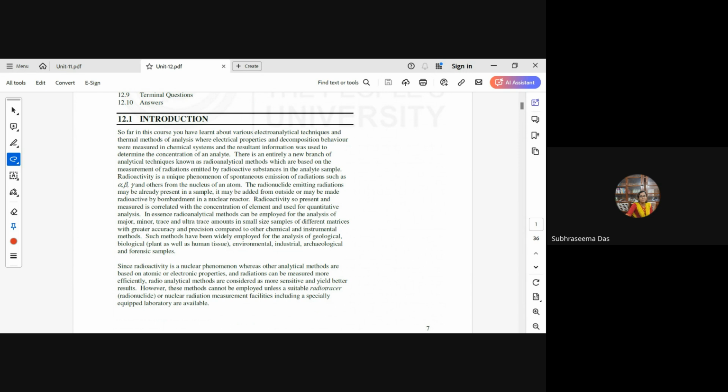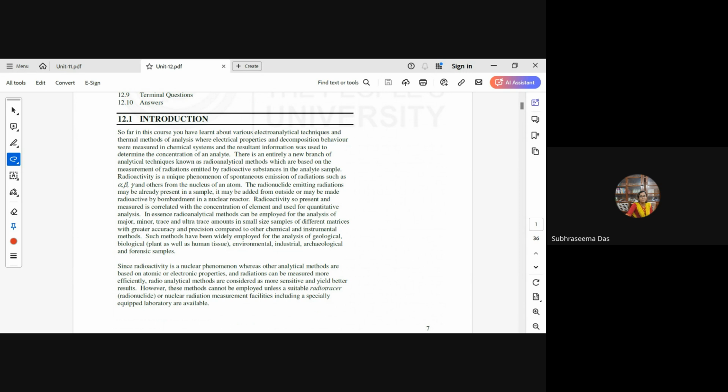So now radioactivity, it is a totally different branch of analytical chemistry, and it is based on radioanalytical chemistry, which uses the principles of radiations that are emitted by different radioactive substances. Now, before going into the details of different radioanalytical techniques, let us understand what is radioactivity.